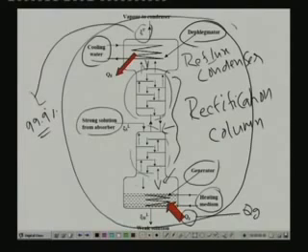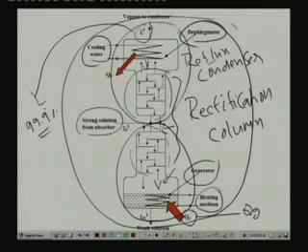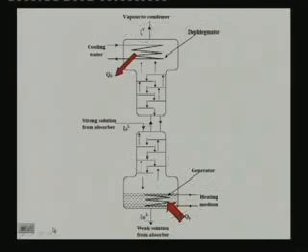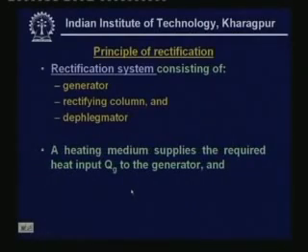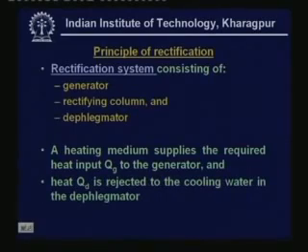Now let us concentrate on each component. First, the lower portion of the rectifying column: let us see what the working principle is and how we show this on the enthalpy composition diagram. Similarly, we will look at the upper portion, explain the working principle and show this on the enthalpy composition diagram. As you have seen, the rectification system consists of 3 components. A heating medium supplies the required heat input to the generator, and heat QD is rejected to the cooling water in the deflagmator. So at one place you supply high temperature heat, and at another place you reject some of the heat.